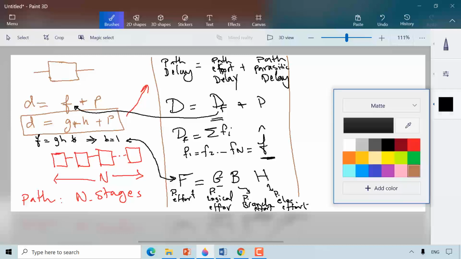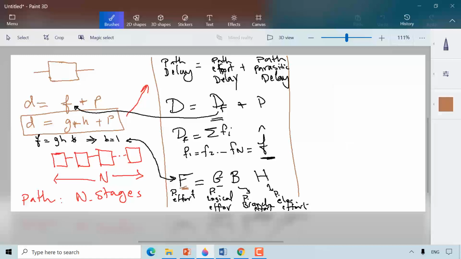But before we define them, let's understand the link now. So we define this. Now remember, we need to find out this f hat, because it will help us in finding the computation for the path. So f hat equals the nth root of the path effort.